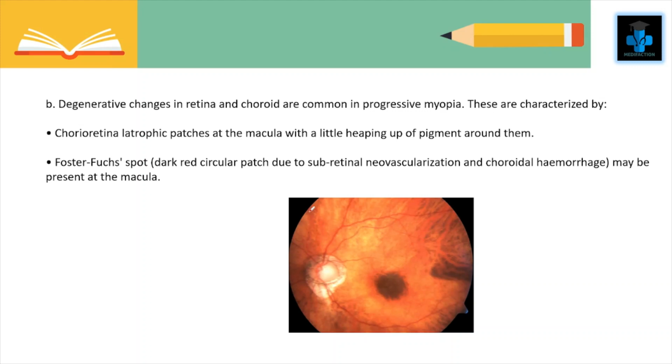Next, degenerative changes in the retina and choroid are common in progressive or pathological myopia. These are characterized by chorioretinal atrophic patches at the macula with a little heaping up of the pigment around them. Next is the Fuchs spot. Here you can appreciate this dark red circular patch due to subretinal neovascularization and choroidal hemorrhage, and these may be present at the macula.